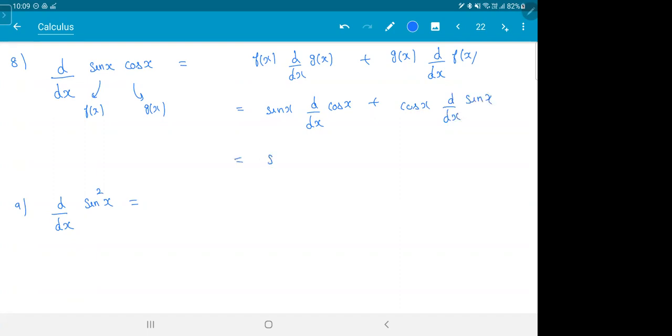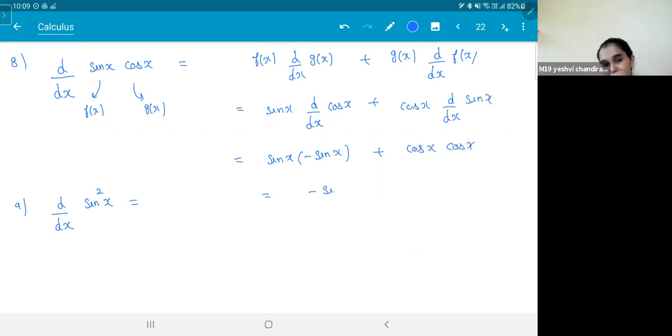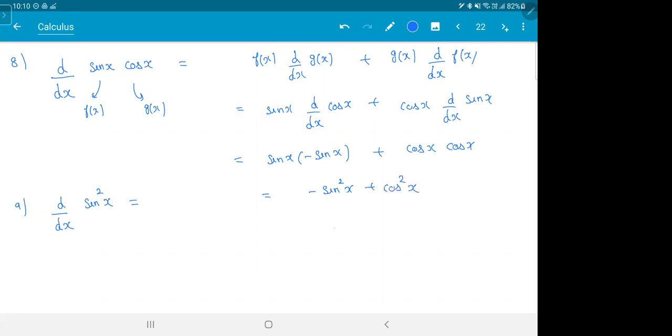So sin x into cos x ka differential is minus sin x, minus sin. Cos x into sin x is again sin x cos x. So we got minus sin square x plus cos square x. You know what is this? Exam they won't give you this. This is cos square x minus sin square x, which is cos 2x.